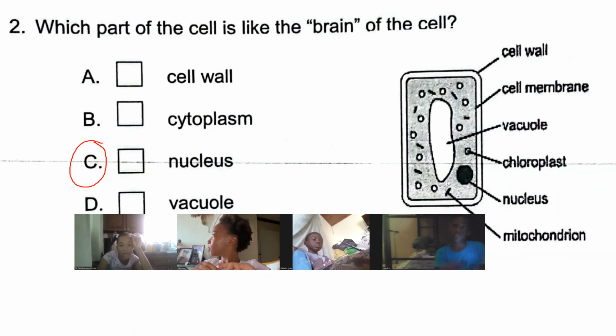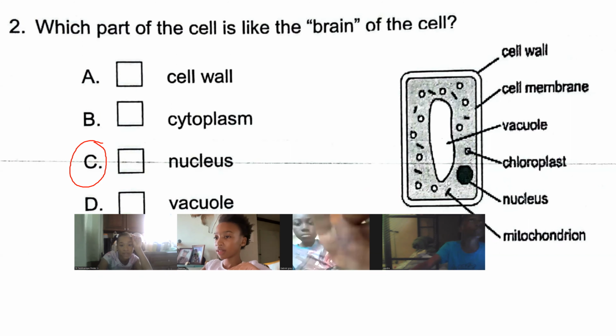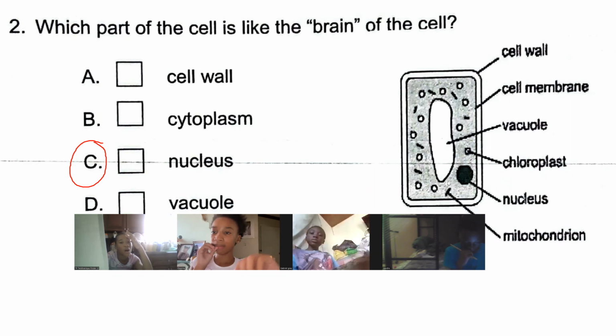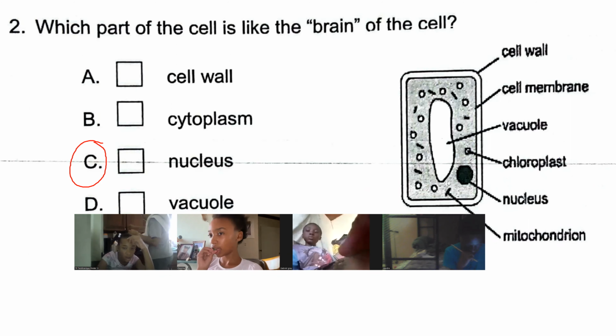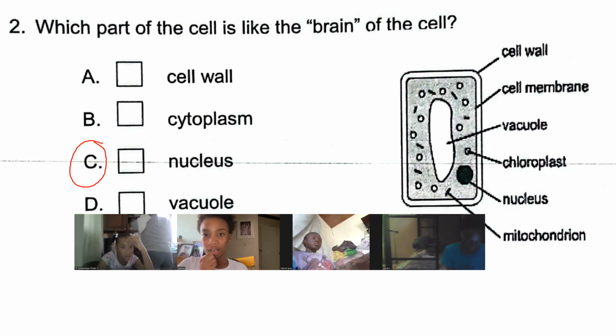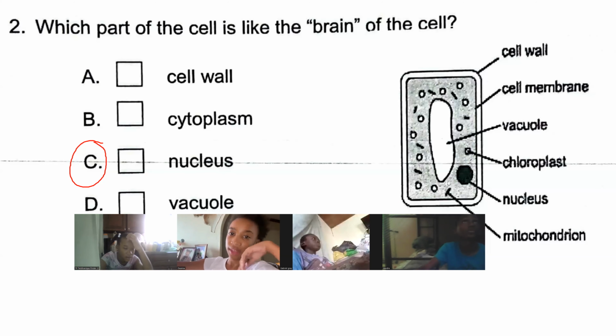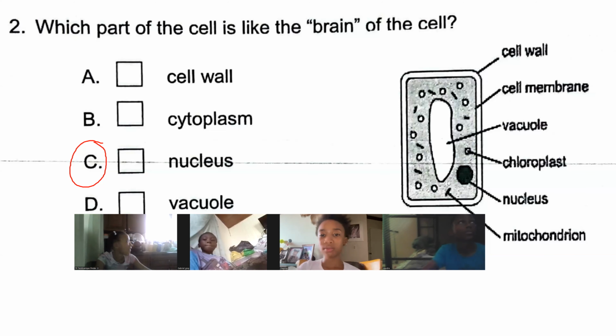Gabe, which part of the cell is like the brain of the cell? The brain of the cell is called the nucleus. Very good. The nucleus is the brain of the cell. DeAndre, which part of the cell is like the brain of the cell? Say it again. The nucleus. Very good. The nucleus is like the brain of the cell.